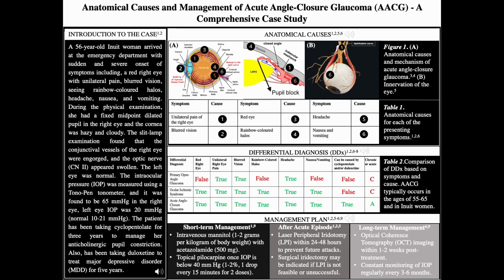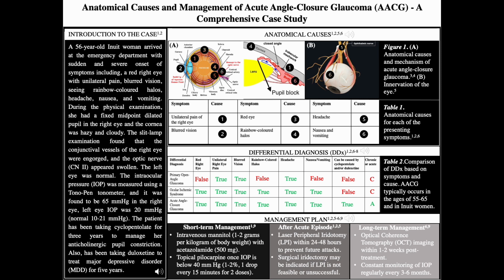Now, if I can direct your attention to Table 1. Here, each of the presented symptoms in the case and the anatomical causes are labeled in the figures above. So you can trace where in the eye the dysfunction can lead to the symptom. This will help to develop the differential diagnosis later on.